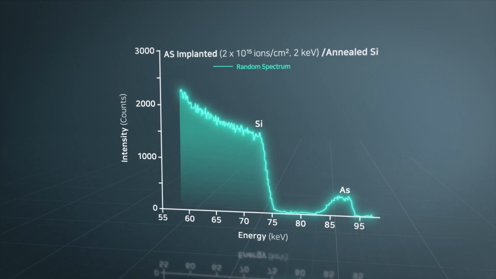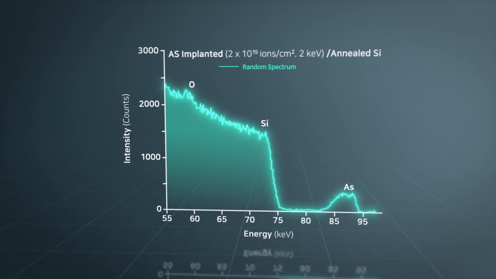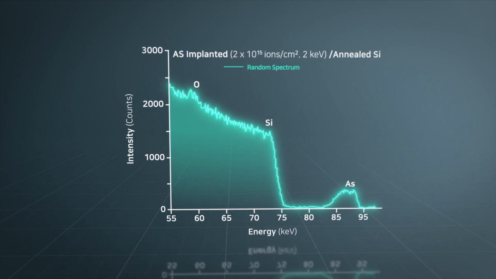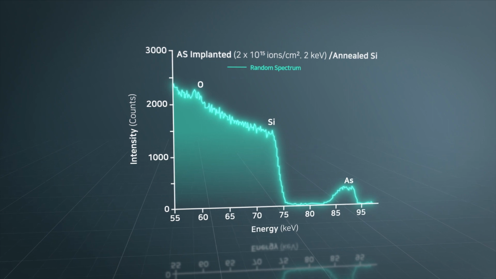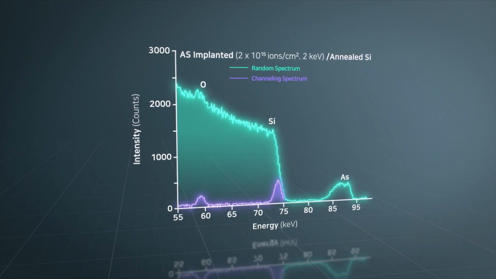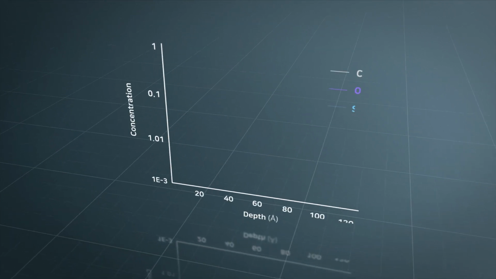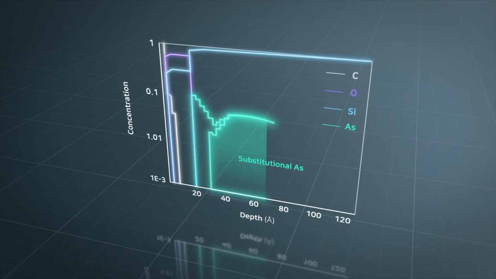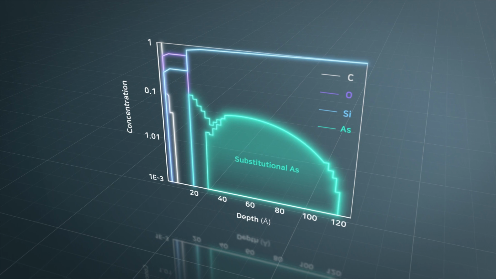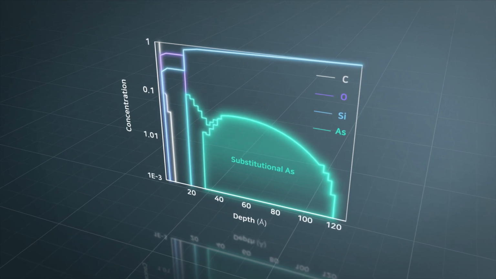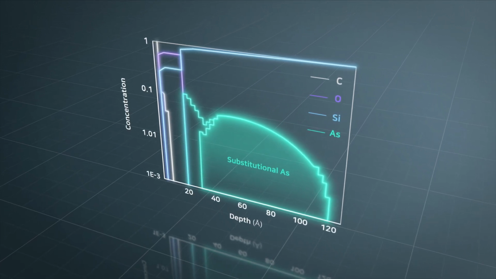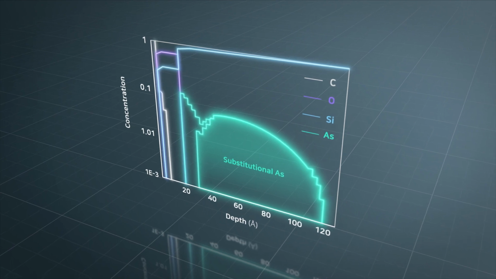For this, first, the total number of dopants is obtained through random spectrum measurement. Then, the number of interstitial dopants is analyzed by channeling analysis. By comparing the difference between the random spectrum and the channeling spectrum, crystallization information of the sample, such as the substitution ratio, can be obtained.